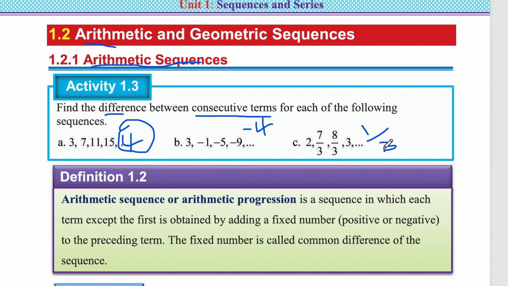So in arithmetic sequence, we will see the common difference and the general terms of the sequence. So let us see the definition. Arithmetic sequence or arithmetic progression is a sequence in which each term except the first is obtained by adding the fixed number, which may be positive or negative, to the preceding terms.